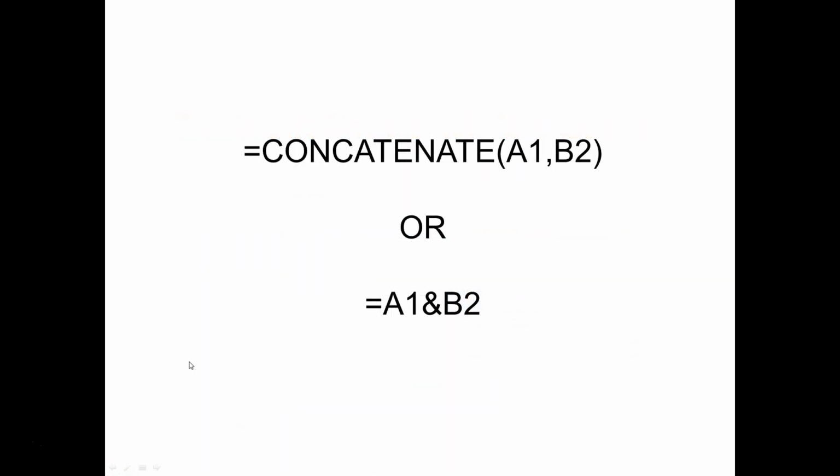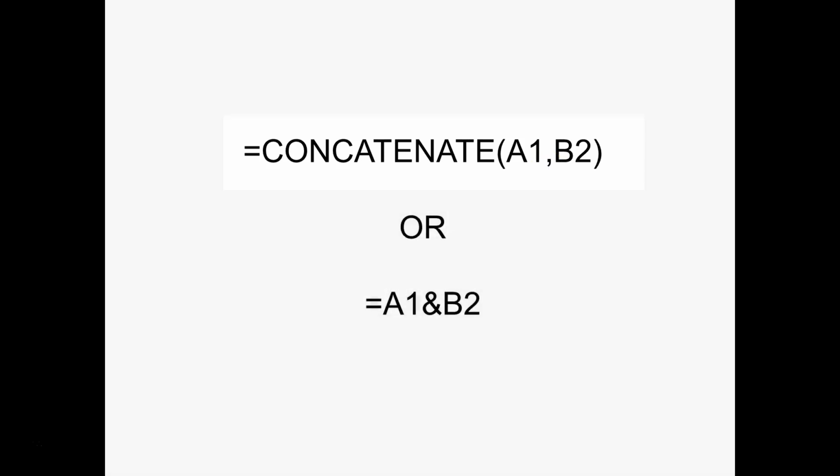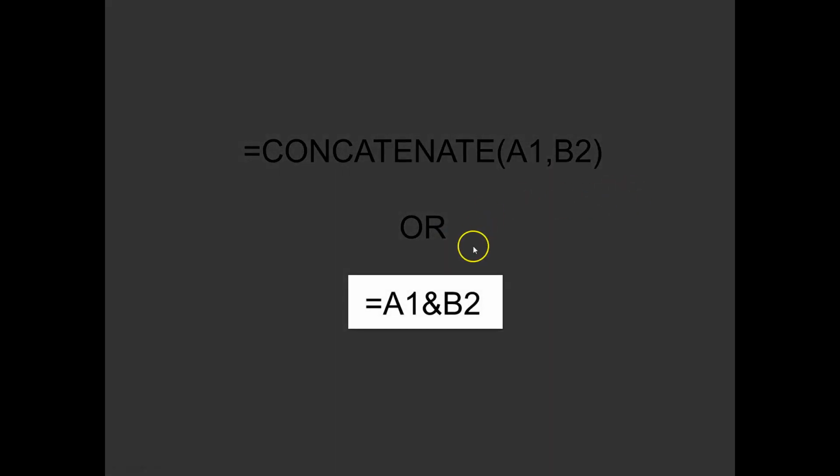Now, there are two ways to achieve what we want to do, which is to stick together two bits of text. The first is to use the concatenate command shown here, and in brackets separated by commas will be the different cells in the order that we want the text to be. Alternatively, you can use the AND symbol to join together the information from two different cells.